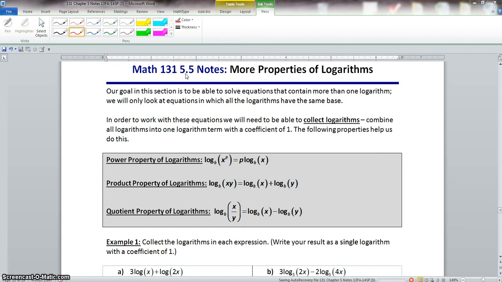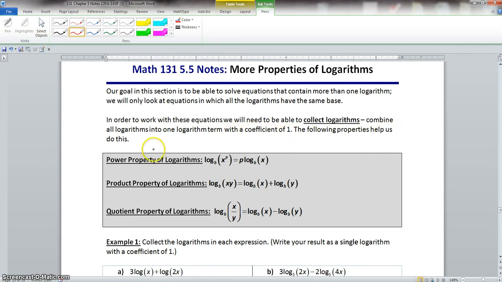Okay, class, we're about to start section 5.5, more properties of logarithms. Our goal in this section is to be able to solve equations that contain more than one logarithm. We will only look at equations in which all the logarithms have the same base. In order to work with these equations, we will need to be able to collect logarithms, combine all logarithms into one logarithm term with a coefficient of 1.